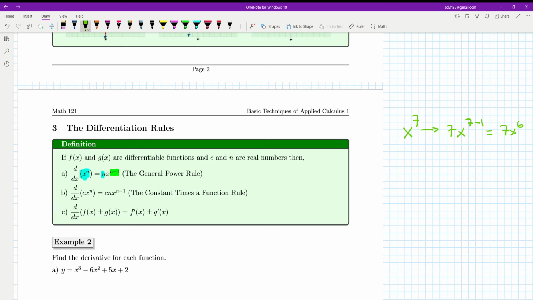The same rule applies when I have the same x to the n function multiplied by another number. For example, 5x to the 6th, the derivative will be 6 times 5, x to the 6 minus 1, which equals 30x to the 5th. So see how short it is now.